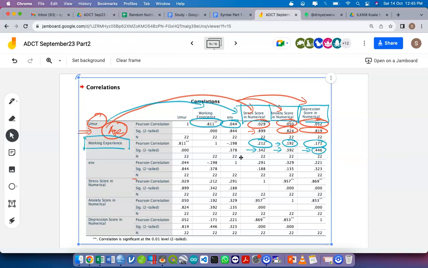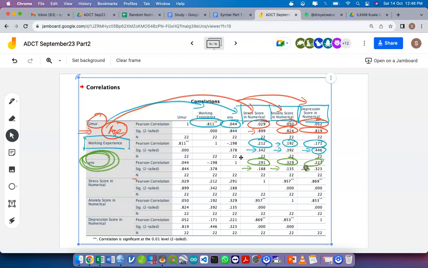What about the environment? So, now we are going to move on the environment. So, the environment score with the stress score. Is there any relationship or not? So, let us find together. So, what about this? More than 0.2. That's mean low positive correlation. However, there is not significant. Positive low correlation, not significant. Positive low correlation, not significant.